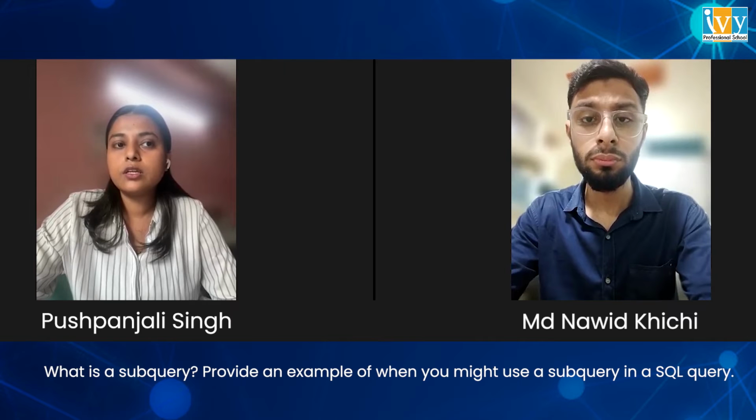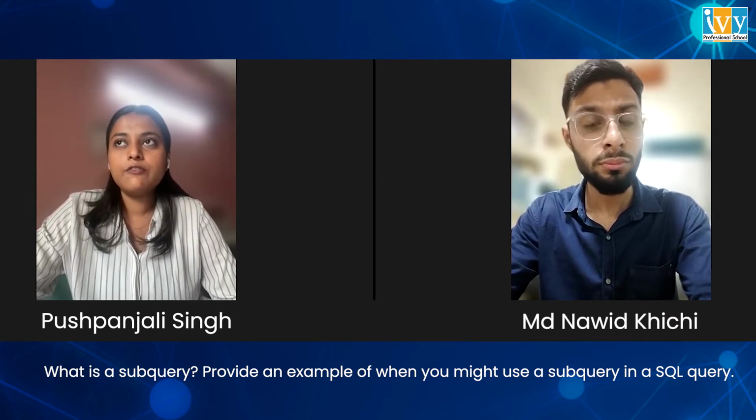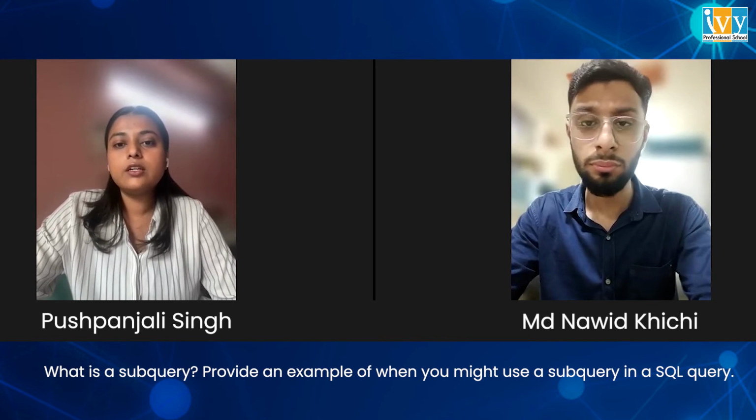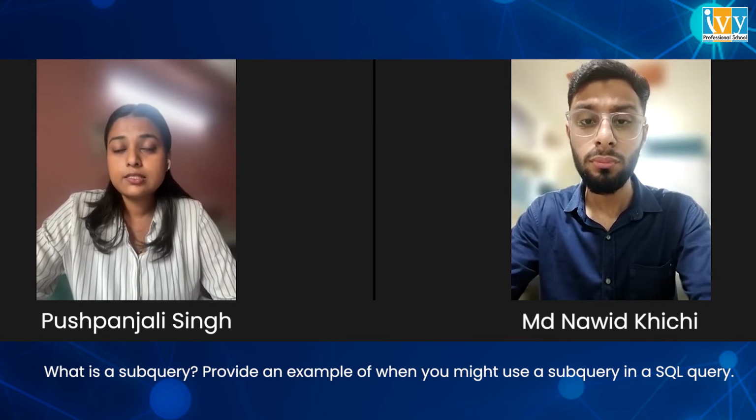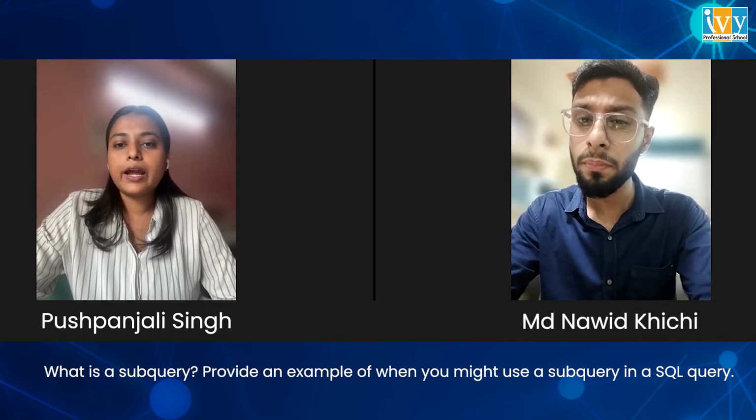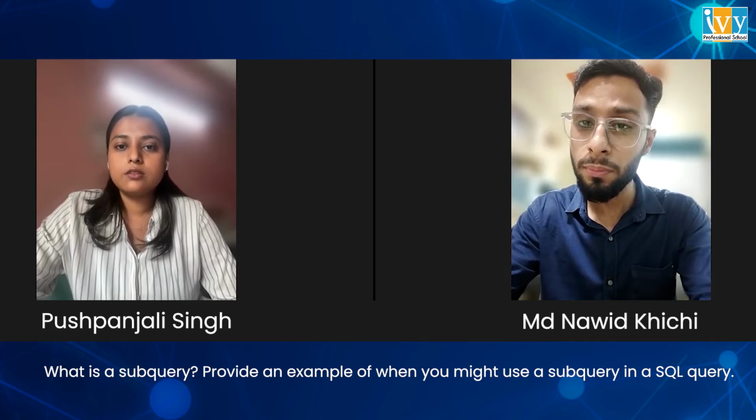We can use the IN operator with select, update, insert. We can use a subquery. For example, if we have a table like employee with three columns: employee ID, employee name, and employee salary, and we want to fetch the maximum salary, we can go like this: select everything from employee where salary is equal to, in brackets, select max salary from employee.